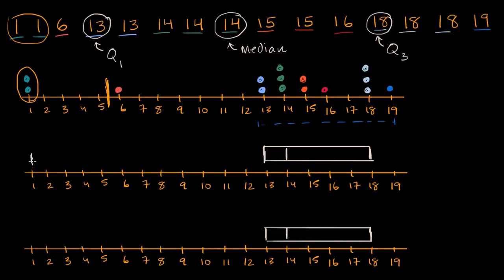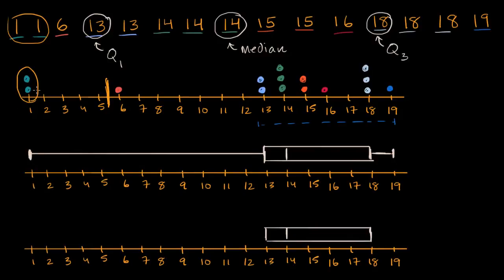So one way to do it is say, hey, we start at 1. And so our entire range, actually let me draw it a little bit better than that. We're going all the way from 1 to 19. Now in this one, we're including everything. We're including even these two outliers.